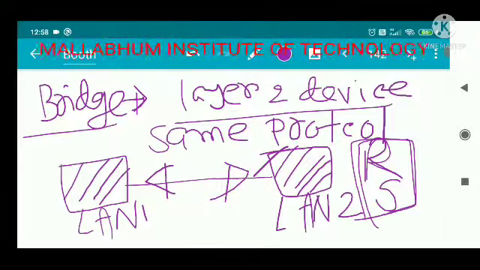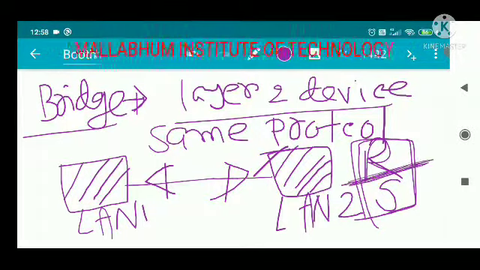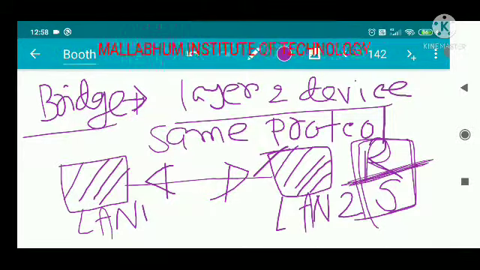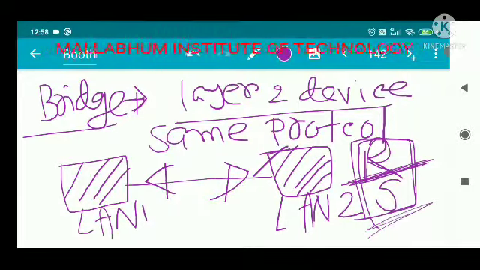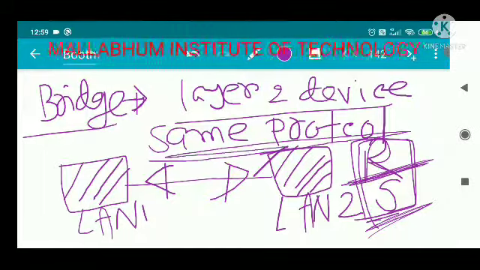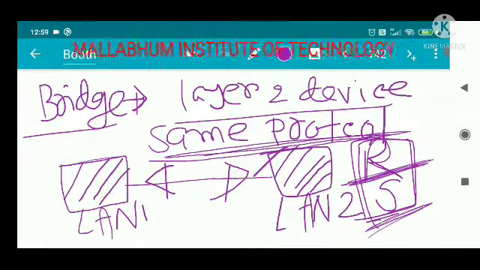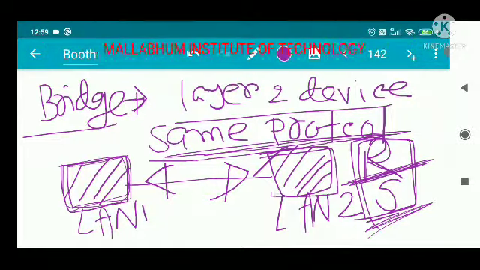That means it can perform the characteristics performed by the repeater, and it can also have the capability of MAC address reading. So it can also perform the same function performed by the switch. It also operates in the data link layer, that means it is a layer 2 device, and it connects two LANs within the networking. It connects two LANs running with the same protocol.